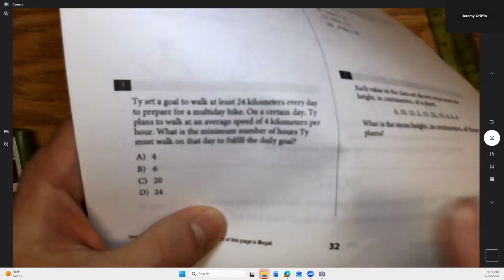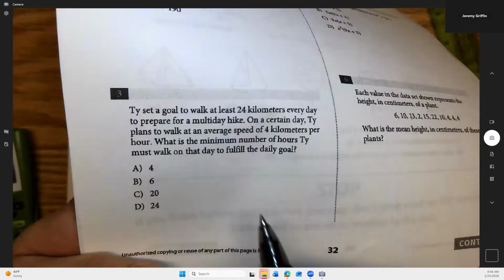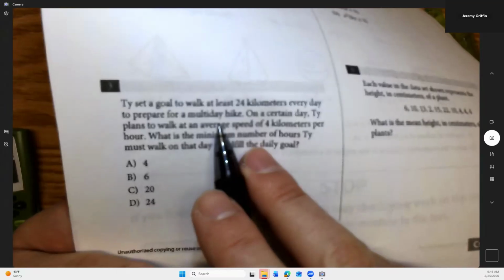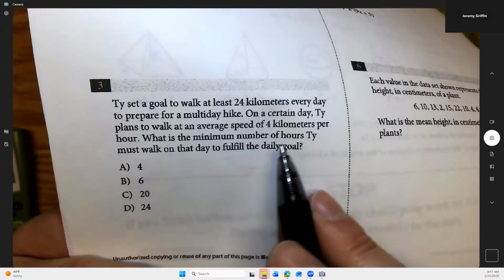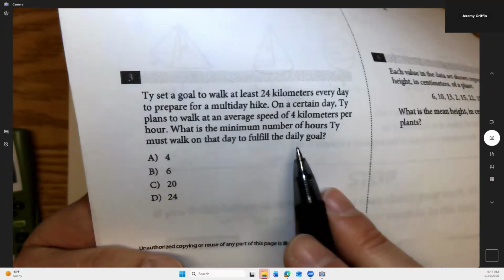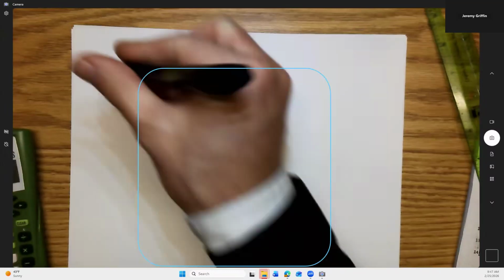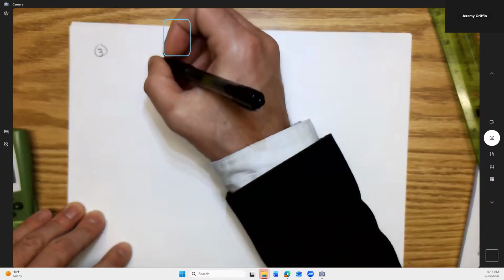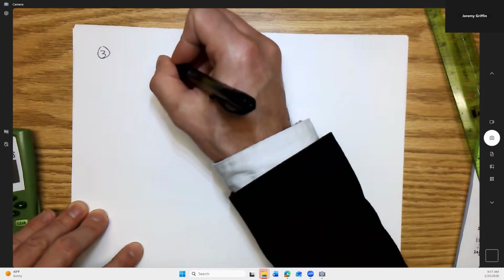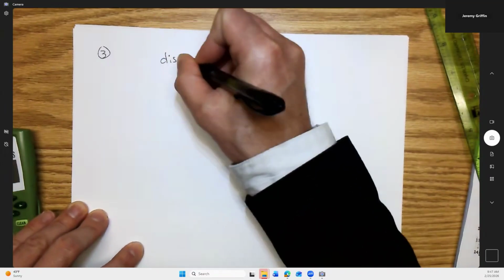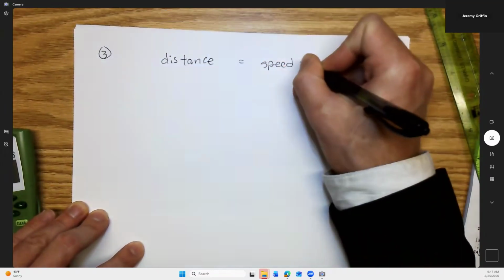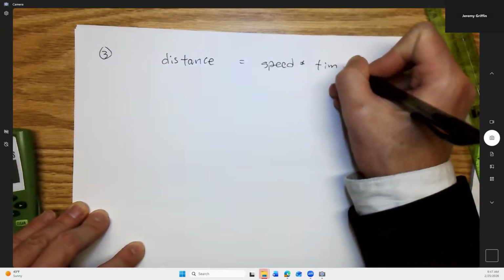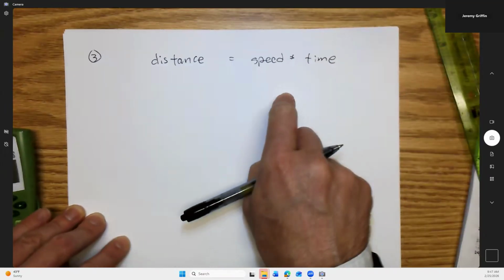Number 3. Ty set a goal to walk at least 24 kilometers every day to prepare for a multi-day hike. On a certain day, Ty plans to walk at an average speed of 4 kilometers per hour. What's the minimum number of hours Ty must walk? Guys, could you say that distance is equal to speed times time? A little bit of physics, but speed times time. I know you know this.